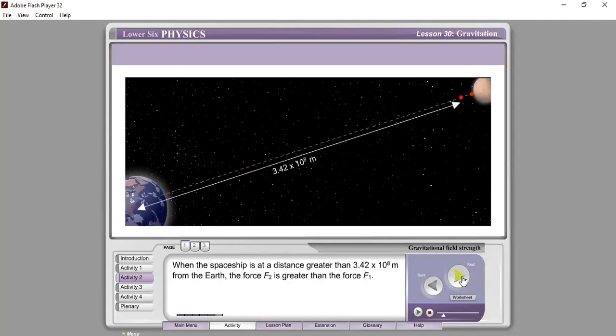When the spaceship is at a distance greater than 3.42 times 10 to the power 8 meters from the Earth, the force F2 is greater than the force F1. This means that 3.42 times 10 to the power 8 meters is the distance where the forces are equal, right? So when it is greater than that distance, F2 will be greater than F1.